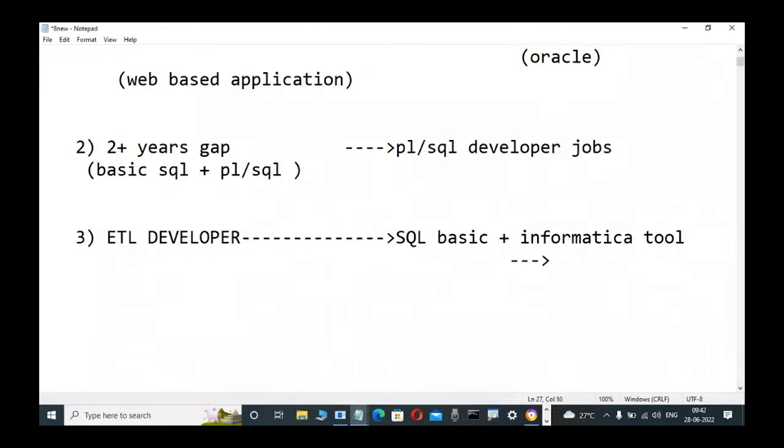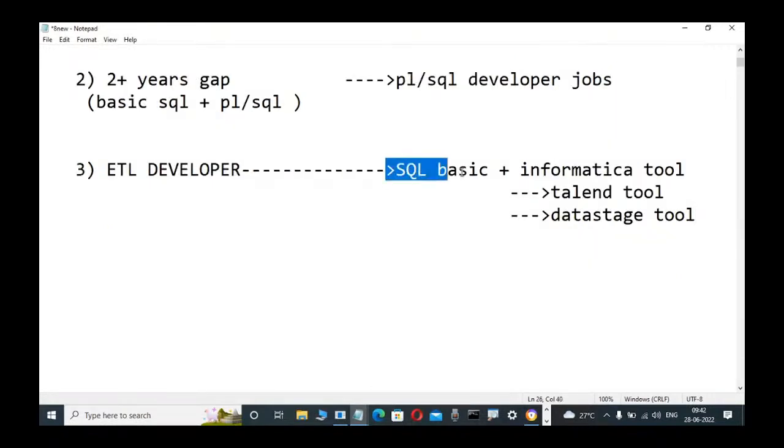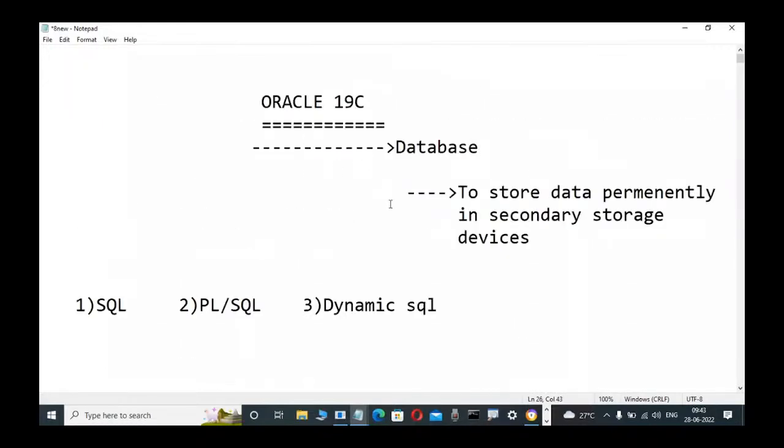Another tool nowadays is Talend, a latest tool. Those persons also learn basic SQL in the Oracle course. Another one, in the olden days, is DataStage, which is also an ETL tool. Those who learn that tool also need a little bit of basic SQL. Those persons interested in ETL tools on the data warehousing application side also learn this Oracle course.